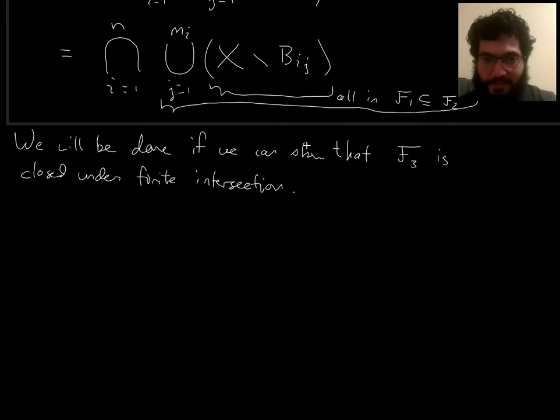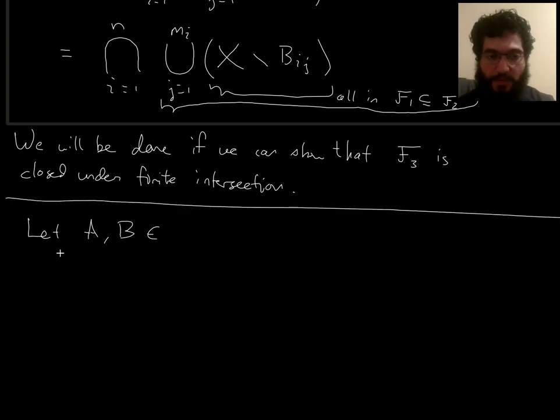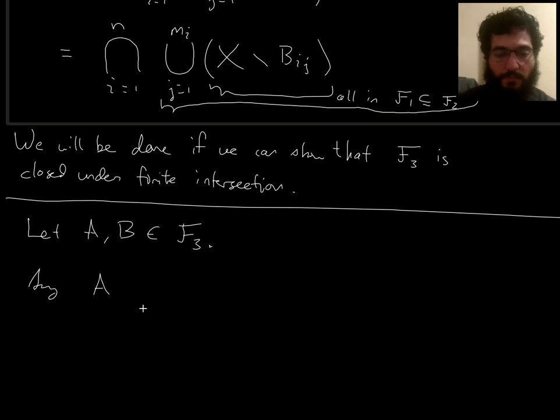Now, let's begin this task. It is sufficient to show that it's closed under binary intersection, meaning intersection of two things. That's thanks to induction. So let's reset variable names, no more of the A's and B's up there. This is a new proof that F3 is closed under finite intersection. Let A and B be elements of F3. Actually, I really dislike this notation. Let me call them A1 and A2 with the index up there.